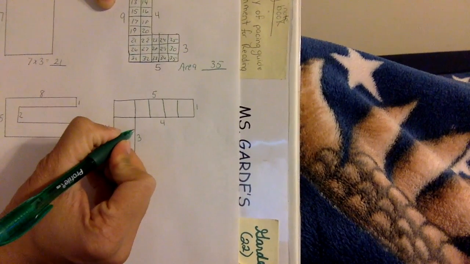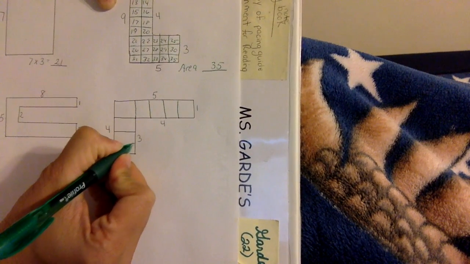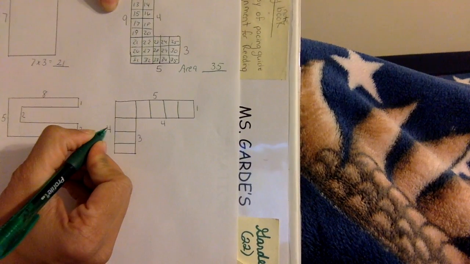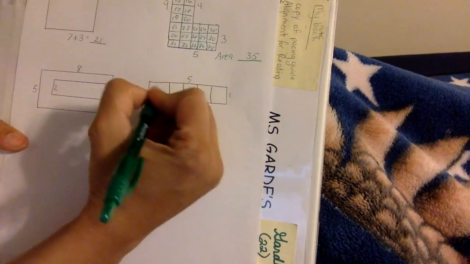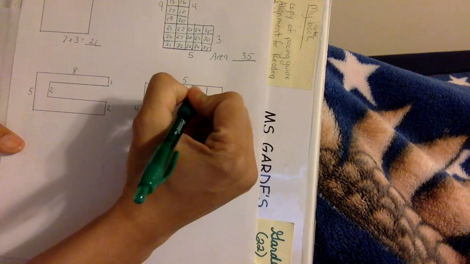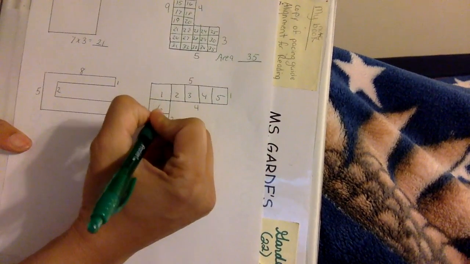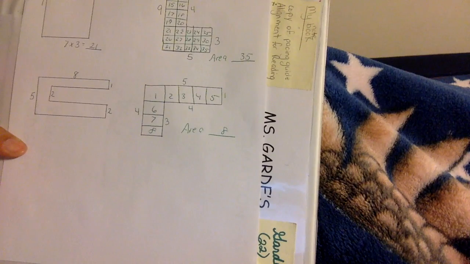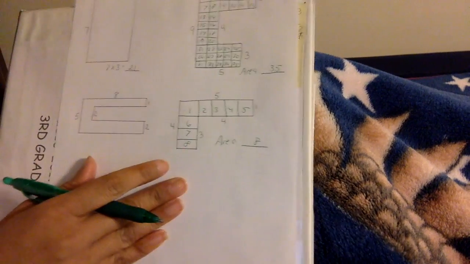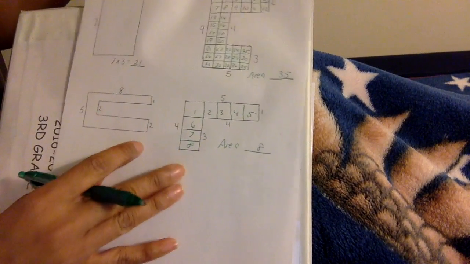This side is 3. So we're going to do it like that. So now we have a total of 4 on this side. 1, 2, 3, 4. This one's very easy, but this is how finding the area for odd shapes is going to be. So 1, 2, 3, 4, 5, 6, 7, 8. So the area for this shape would be 8.